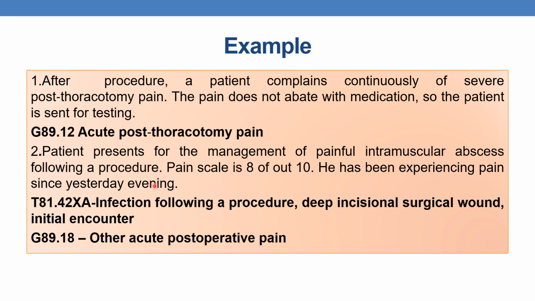So the first code would be T81.42XA, infection following a procedure, deep incisional surgical wound, initial encounter. Under the category T81.42XA, you will find intramuscular abscess following a procedure. For that reason, we have used this code, followed by other acute post-operative pain G89.18.